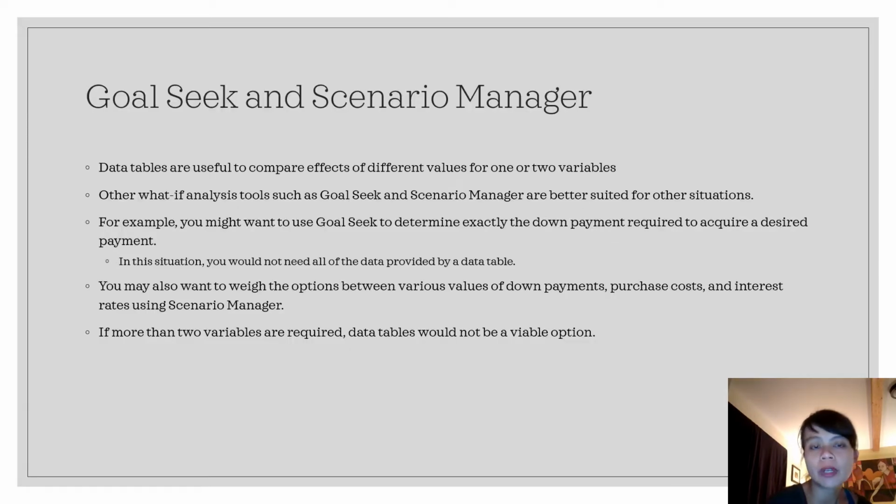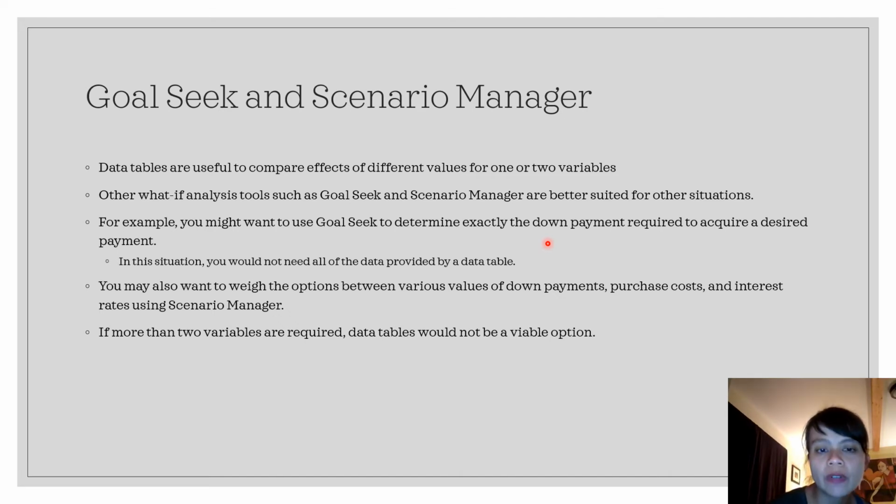The next section, we are going to look at goal seek and scenario manager. So data tables are useful to compare the effects of different values for one or two variables. Other what-if analysis tools like goal seek and scenario manager are better suited in other situations. For example, you might want to use goal seek to determine exactly what the down payment required to acquire a desired payment is. So in this situation, you wouldn't need all the data provided by the data table. You may also want to weigh the options between various values of down payments, purchase costs, and interest rates. So you can use the scenario manager for this.